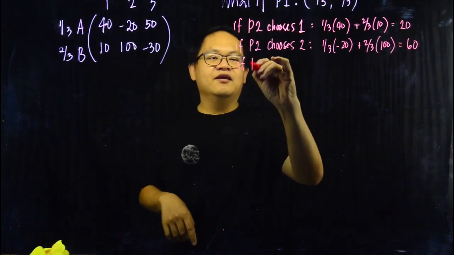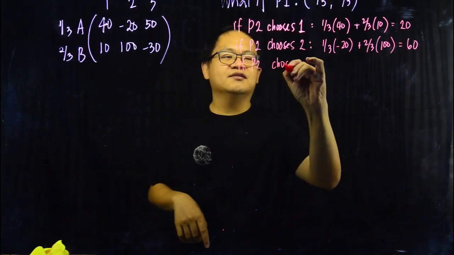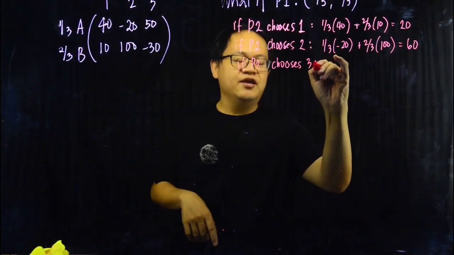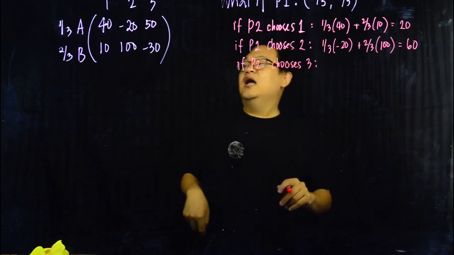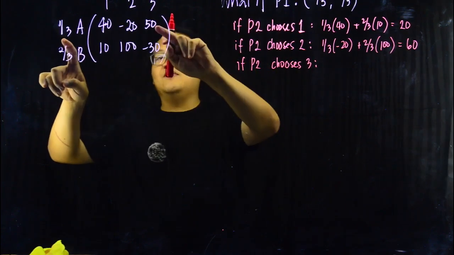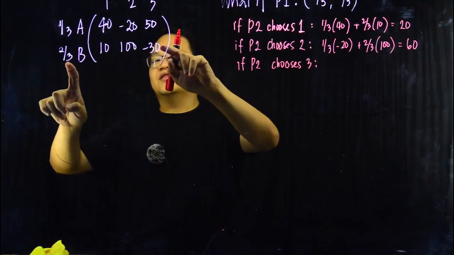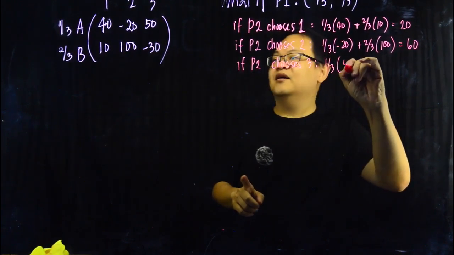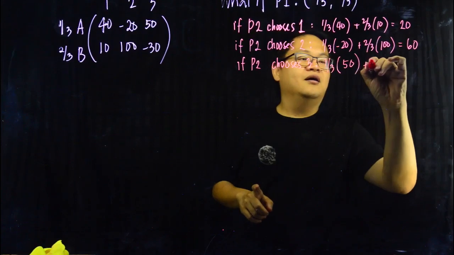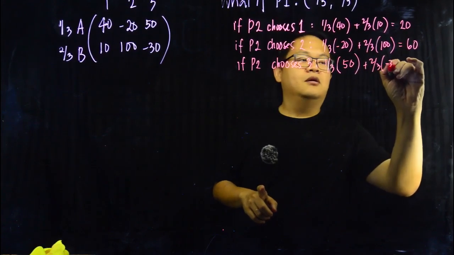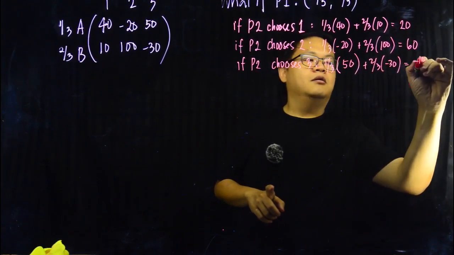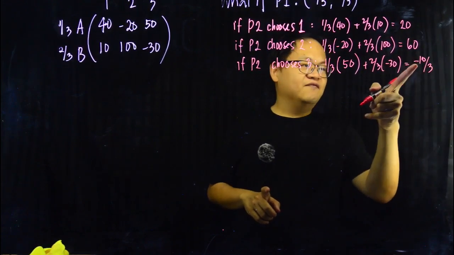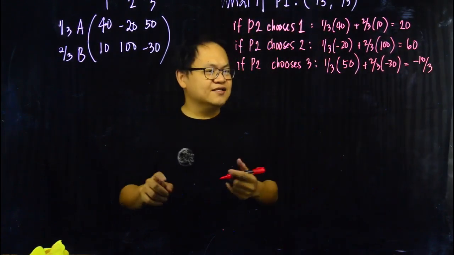And finally, if player 2 chooses 3, that's 1/3 of the time he will lose 50, 2/3 of the time he will win 30. So using expectation theory, you get an expected value of -10/3. So what does that mean?